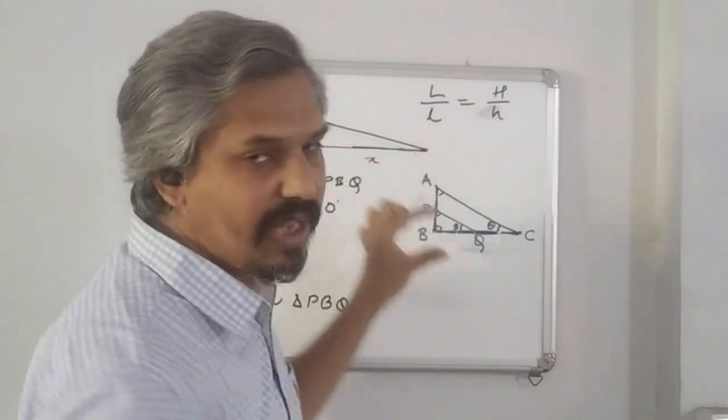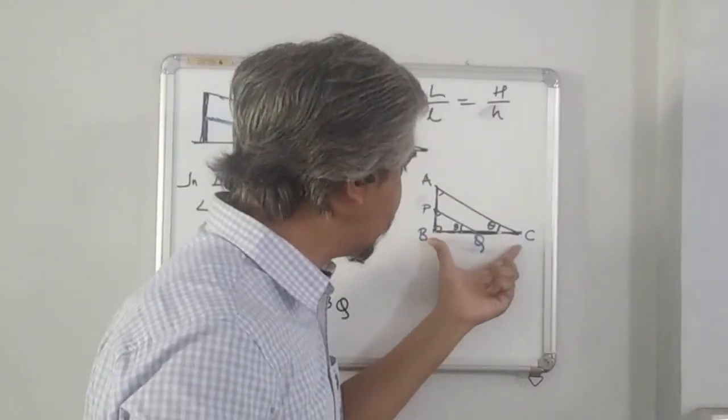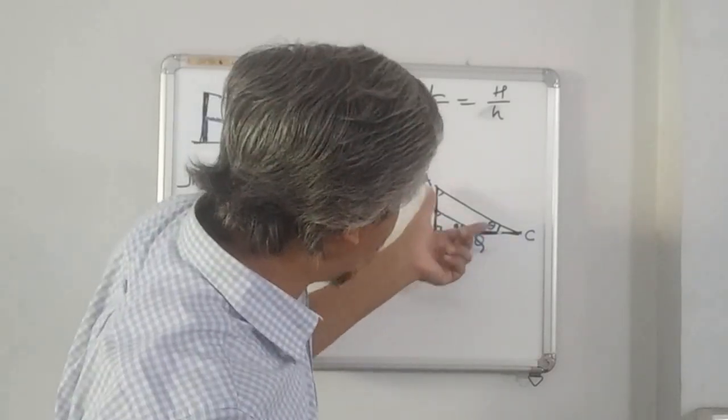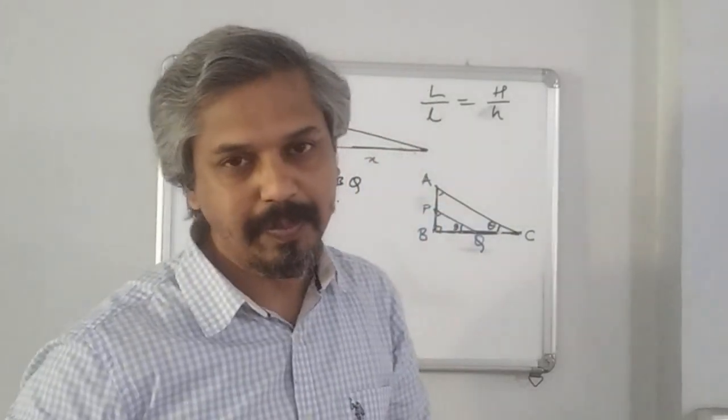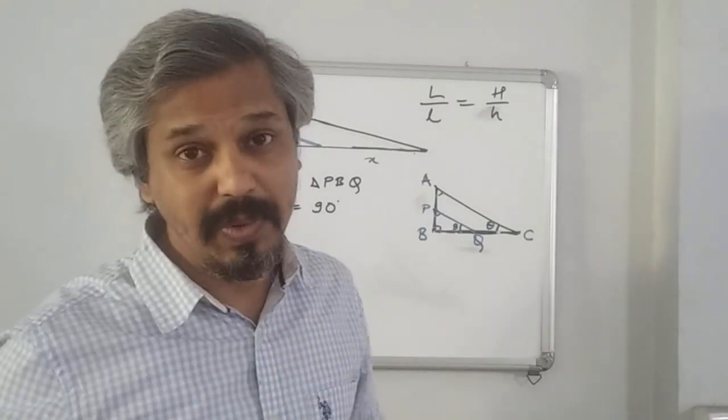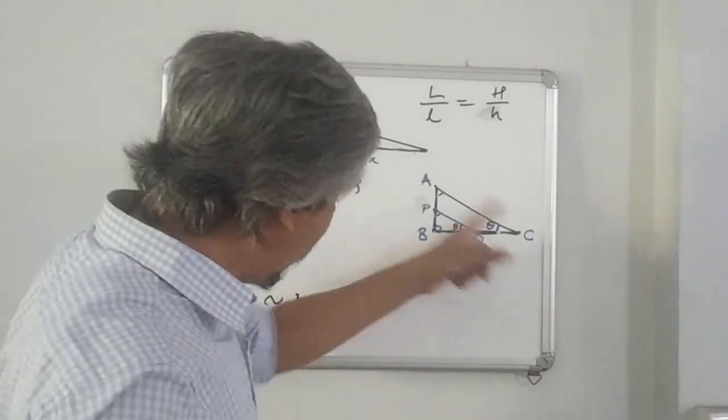This side and this side will never be equal. So the sides are not equal. But the angles, all the angles, are equal.